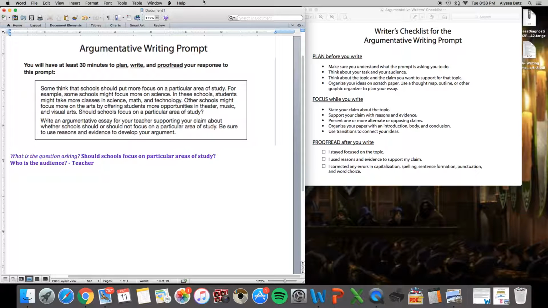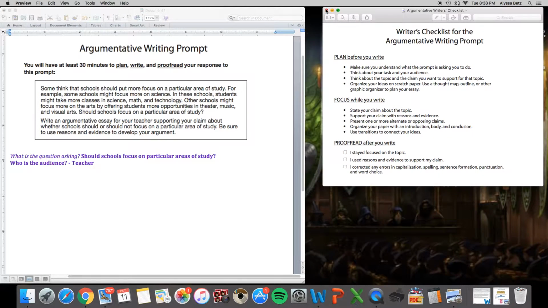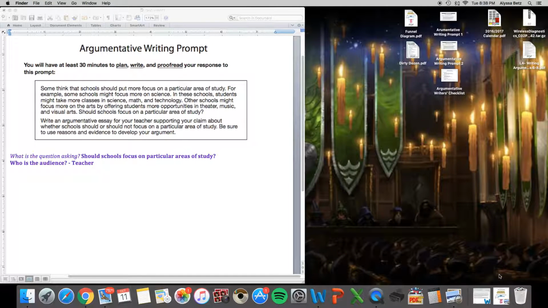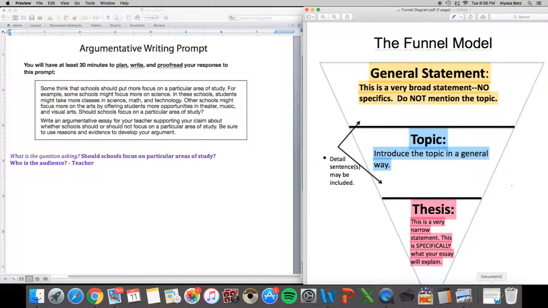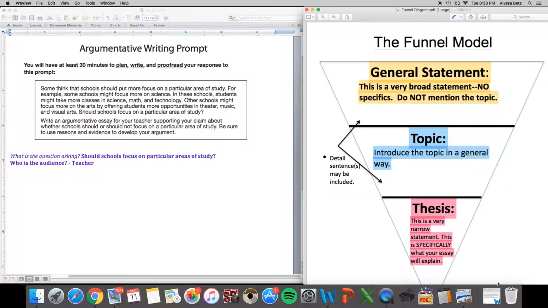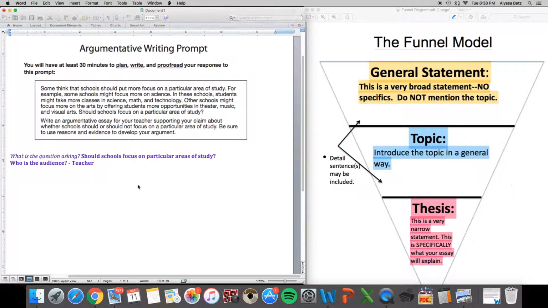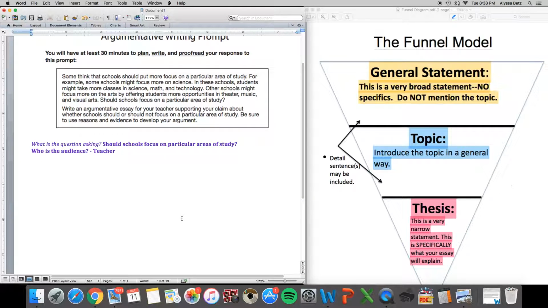Okay. So there's another reference guide we're going to use to help us today construct our introductory paragraph. That is the only piece that we're going to focus on today. And for doing that, we're going to take a look at something called the funnel model. The funnel model is a specific guideline of what you should do to create a strong introductory paragraph. And there are 3 steps to creating a strong introductory paragraph.